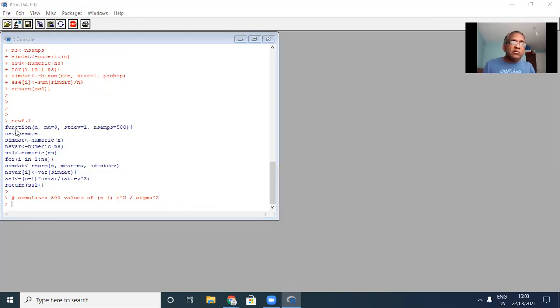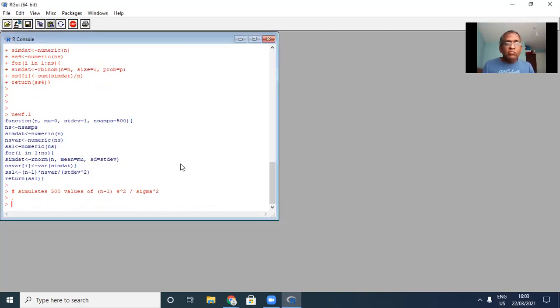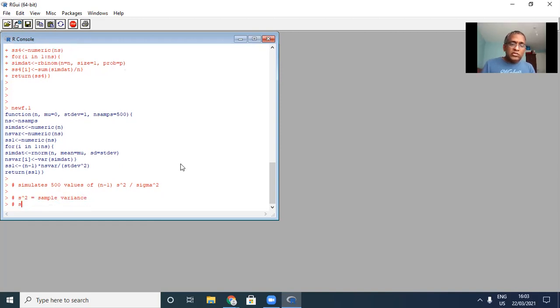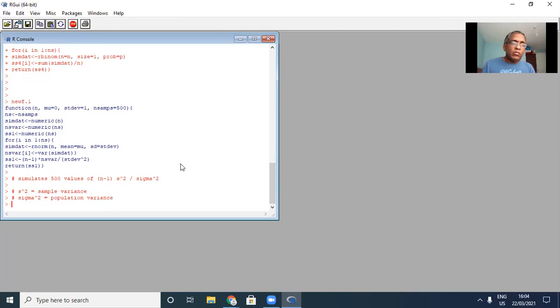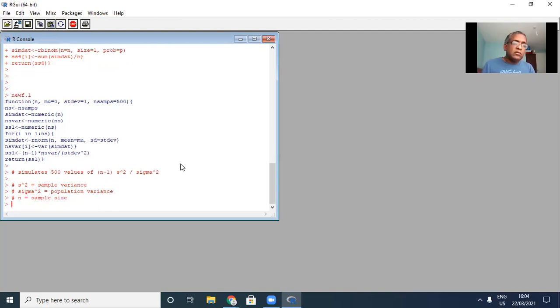So what this function does is it simulates 500 values of n minus 1 times s squared divided by sigma squared, where s squared is the sample variance, and sigma squared is the population variance, and n is the sample size.